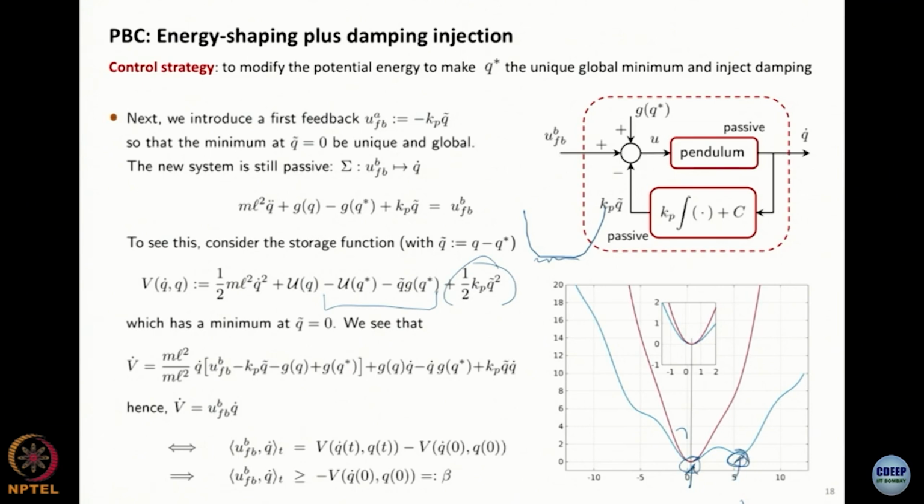So eventually my system could go and get stuck there. So I don't want that. So I increase my Kp to make my function rather look like this. Okay, so now I'm sure that I have a unique minimum.